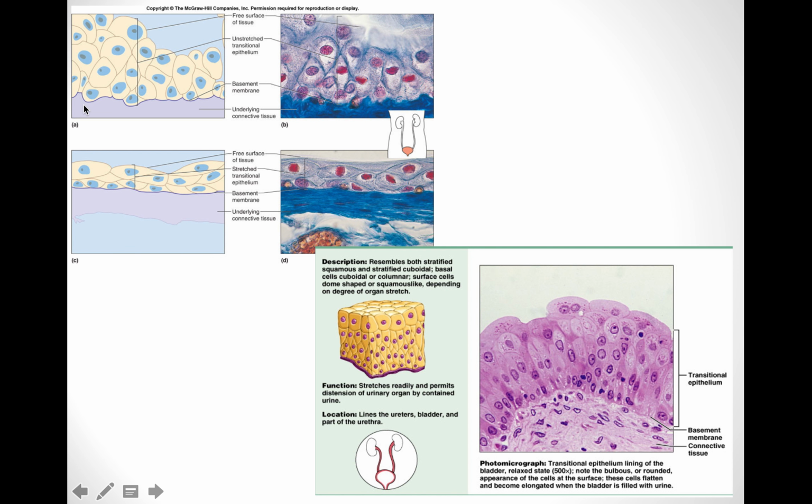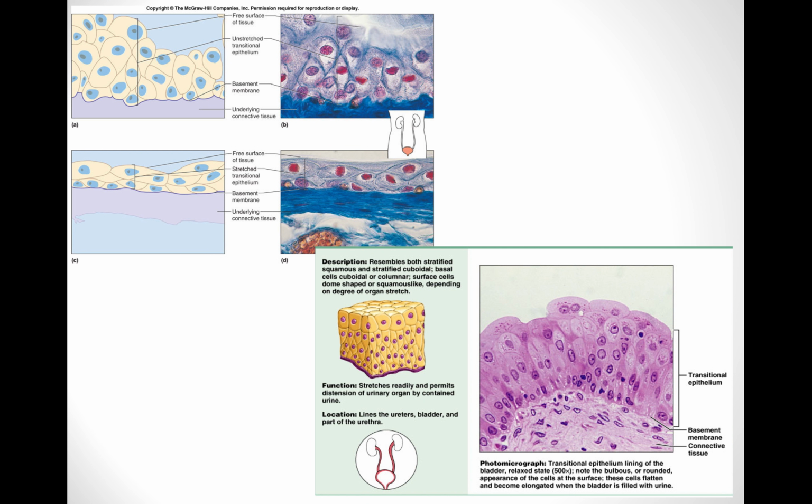On the top, you see the picture of the stratified squamous, which we know as transitional epithelium. You have multiple layers of the cells, but these cells are relatively large and more cube-shaped. This is an example of the bladder. So when the bladder is empty, there is no stretching of the tissue, and the cells are relatively fat or cube-shaped. However, as the bladder starts to fill with urine, the size of the bladder starts to increase, and therefore the tissue starts to stretch.